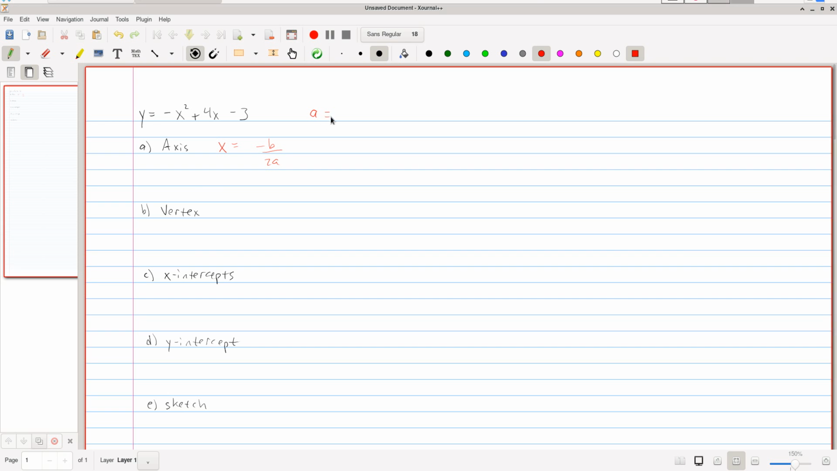A is the coefficient in front of x squared, which is negative 1. B is the coefficient of x, which is positive 4. And c is the constant term, which is negative 3.